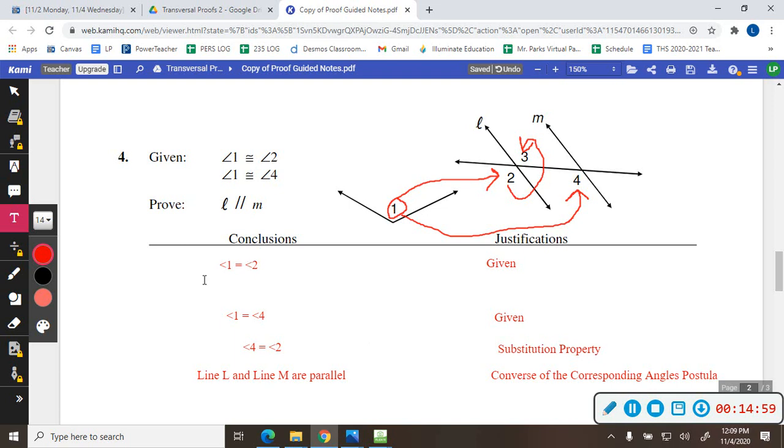So now we started off with our given. We had another given. I could have listed them under the same given. And then I said that 2 equals 4 because I substituted 4 in for angle 1. And I got angle 4 is equal to angle 2. And because those are equal, that means that they are parallel by the converse.